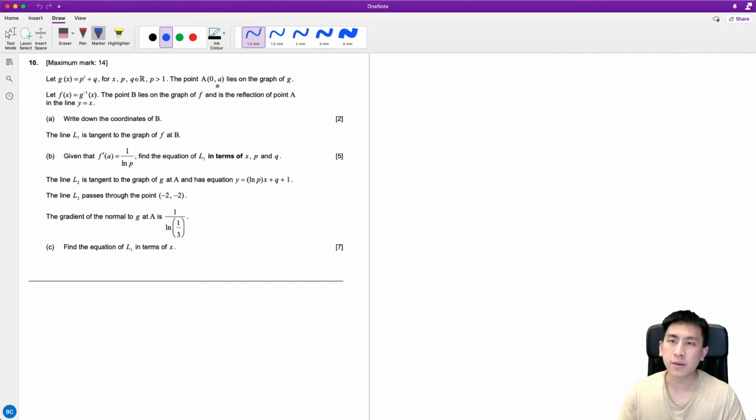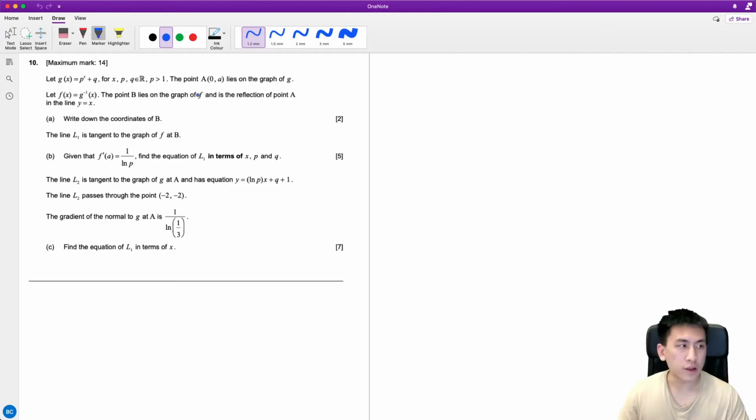And then they tell you that the point A lies on the graph G, all right? And they also tell you there's a function f, which is the inverse of g, all right? And point B lies on the inverse of the function, which is the reflection of point A along the line of y equals x.